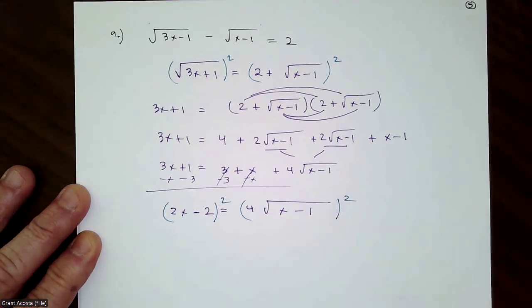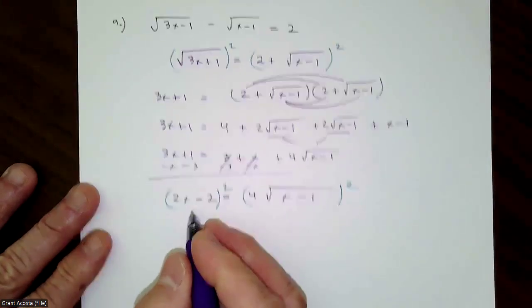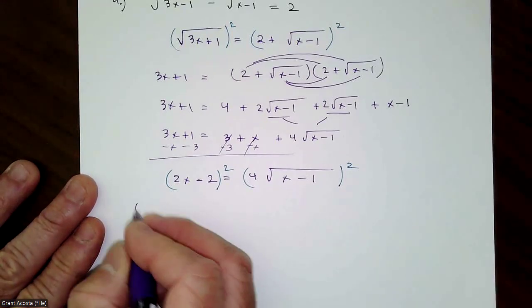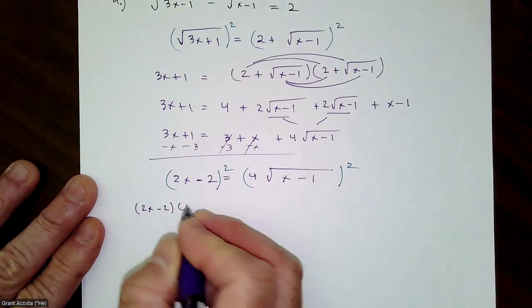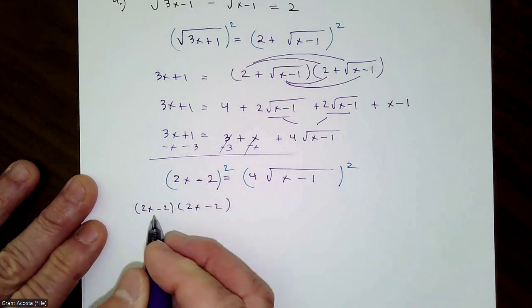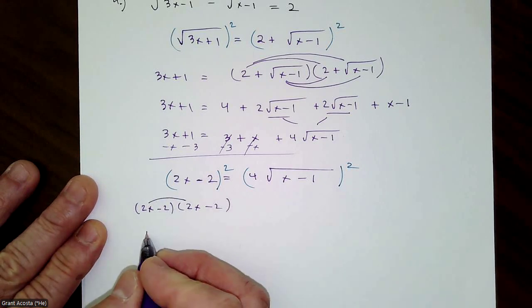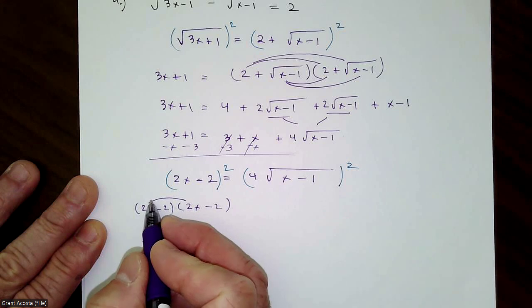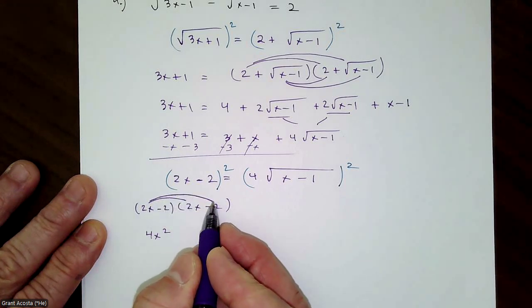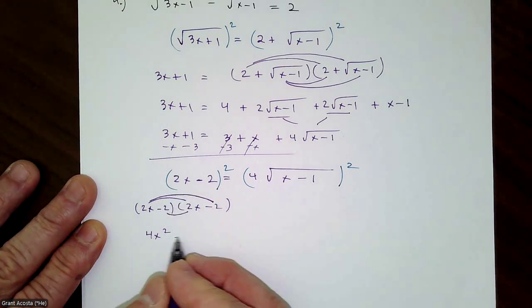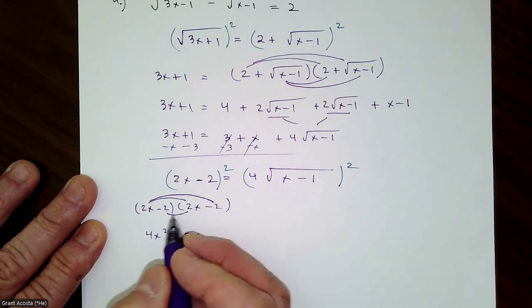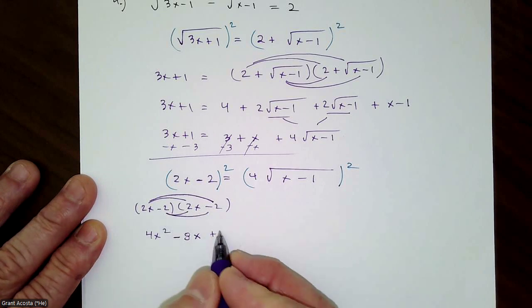Square both sides. Here we're going to have to FOIL that out. That is 2x minus 2 times 2x minus 2. So it's going to be 4x squared. Let's do the middle terms together. That's minus 4x, which is minus 8x. So we're combining those. And then plus 4.